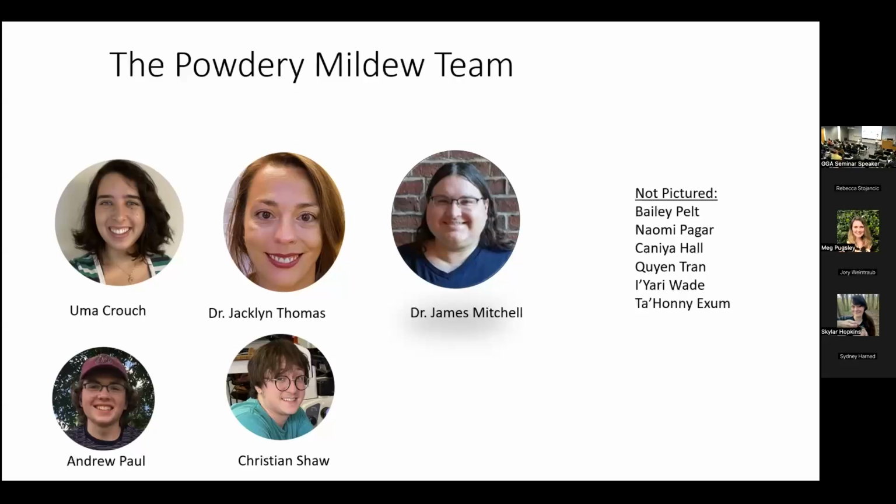And how does it overwinter? In that fruiting body, the Chasmothecia. So it's a protective structure that allows it to overwinter. So it's in soil? No, it's on the leaf. So that's a good question. It can do multiple ways.